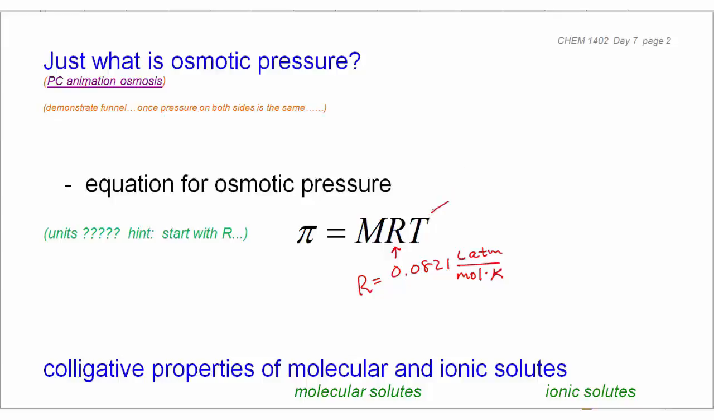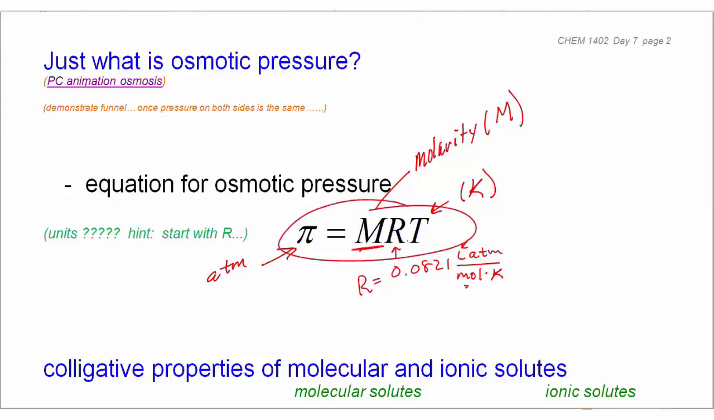I'm going to use this equation. Here's our osmotic pressure, pi. It should be in atmospheres. So that leaves big M. All that's left are the moles and the liters. So remember, moles per liter? Molarity, big M. So that's our equation for osmotic pressure: the molarity times the gas constant times the temperature in Kelvin. That's how you can calculate osmotic pressure.